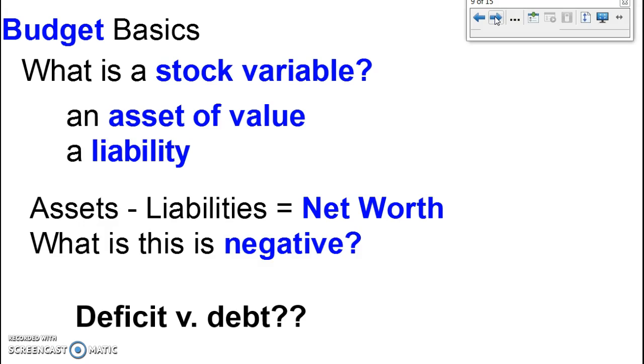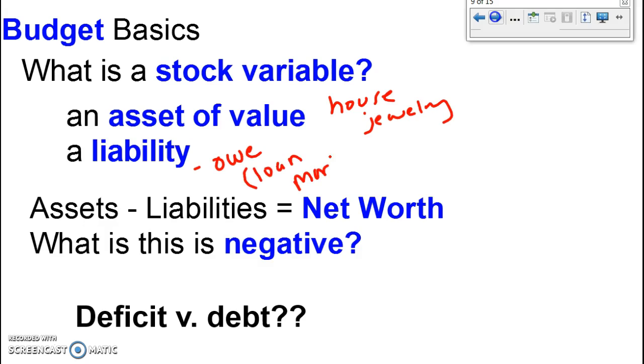So anything that you have that has value, an asset that has value, something like a house or jewelry, those things are considered stock variables, and they are assets, and they are going to count positively towards your net worth. A liability is anything that you owe. So for example, a loan, a car loan, a mortgage, college loans, those kinds of things.